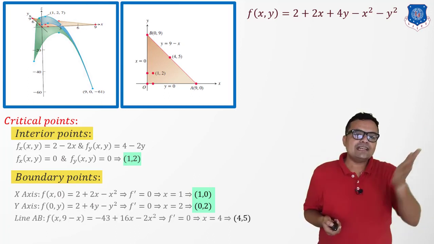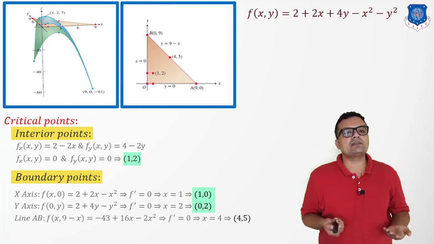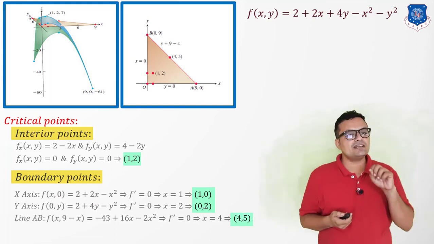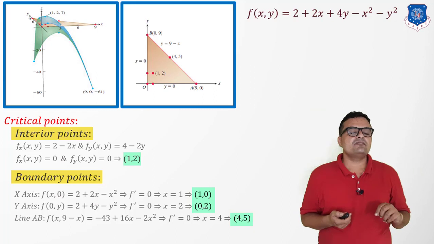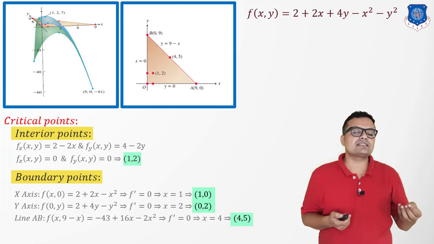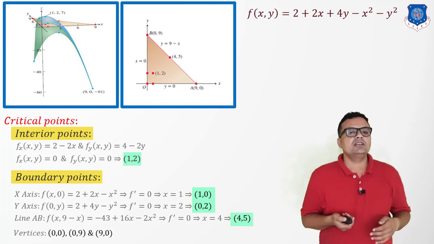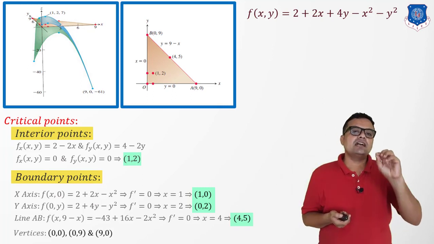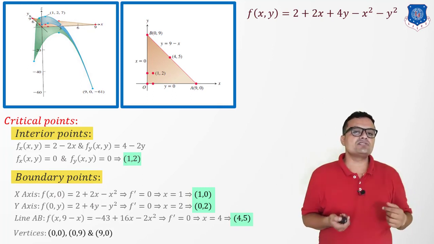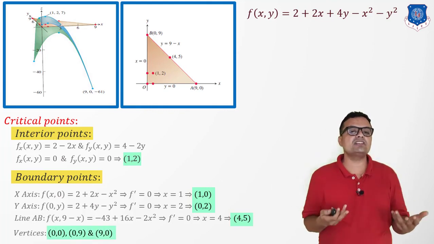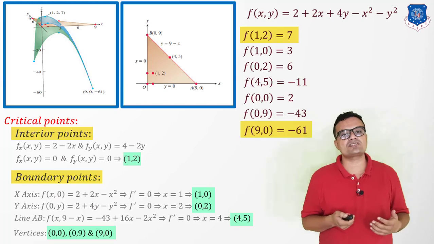And then on line AB, meaning the line y equal to 9 minus x, it gives me the point (4, 5). To calculate this, we need to replace y with 9 minus x everywhere in the function, and then take the derivative equal to 0. Finally, the endpoints of this triangular region are (0, 9), (9, 0) and (0, 0). So these are the 7 critical points in our consideration.